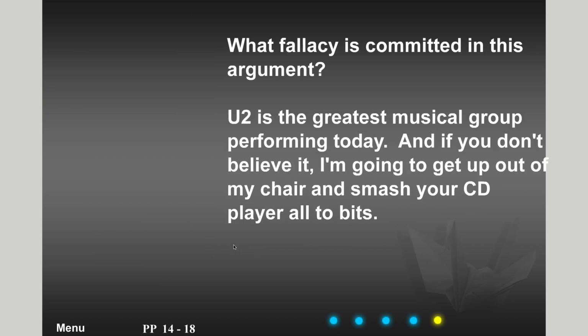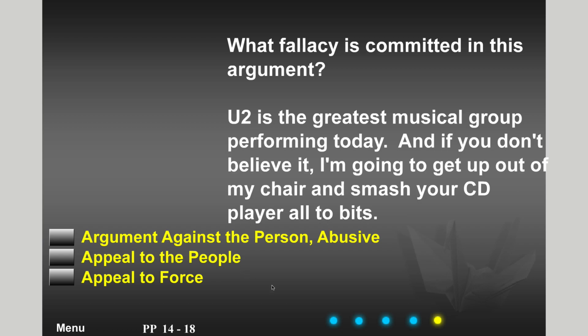U2 is the greatest musical group performing today, and if you don't believe me, I'm going to get up out of my chair and smash your CD player all to bits. This one is the easiest one. It's the first one we saw. It's an appeal to force. I like to think that's easy, but if you have issues with this one, do let me know, as with any of them.